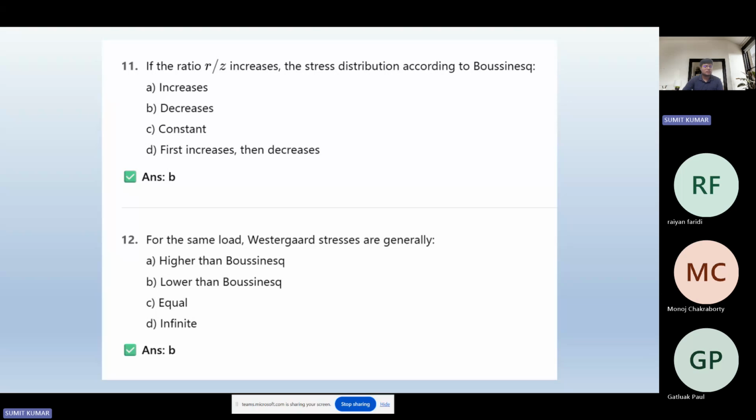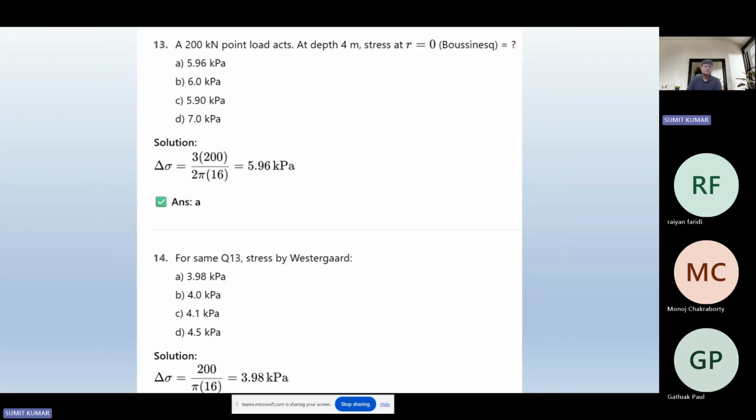So it is lower than the Boussinesq equation. Next question: say a 200 kilonewton point load acts at a depth of 4 meters, stress at R equal to 0, Boussinesq equation. So that is nothing but 3 by 2 pi into Q by Z square. That comes out to be 5.96 kilonewton per meter square. So option number A is the correct answer.